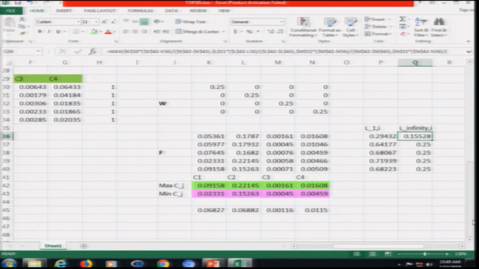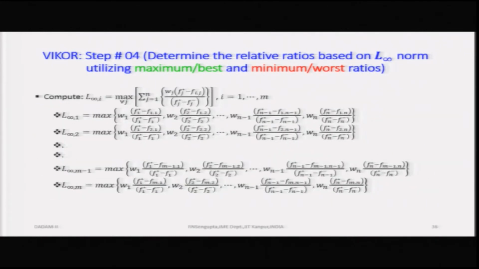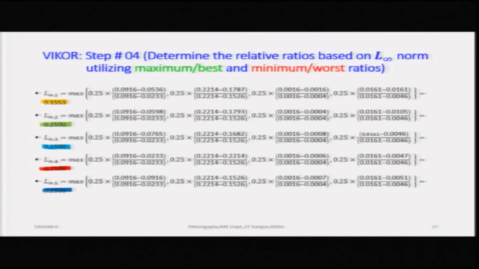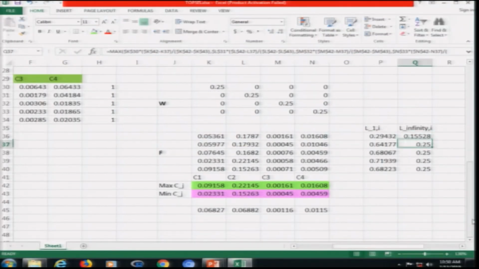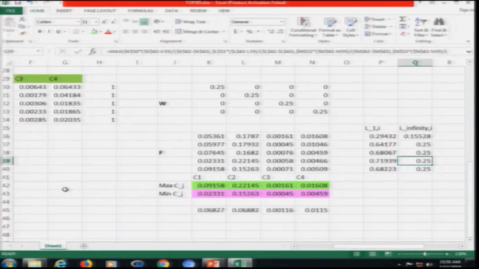So, the values in L infinity for the ith alternative 1, 2, 3, 4 are given as 0.155, then all values are 0.25. Let us check whether they are there. If you see, the first one is 0.1553 and the rest are all 0.25 as it is, the green color, the light blue color, the red color and the dark blue color.